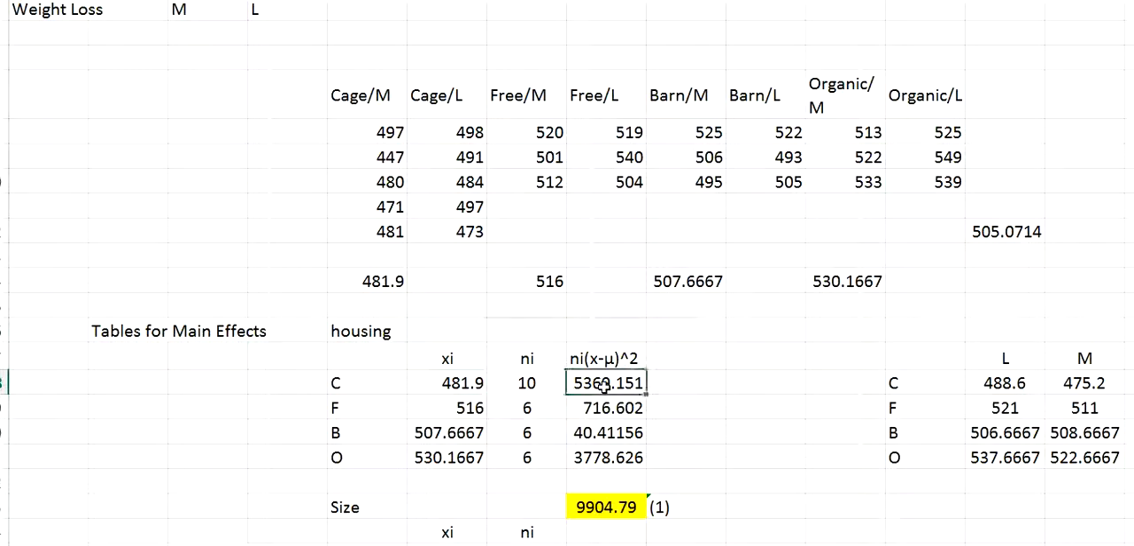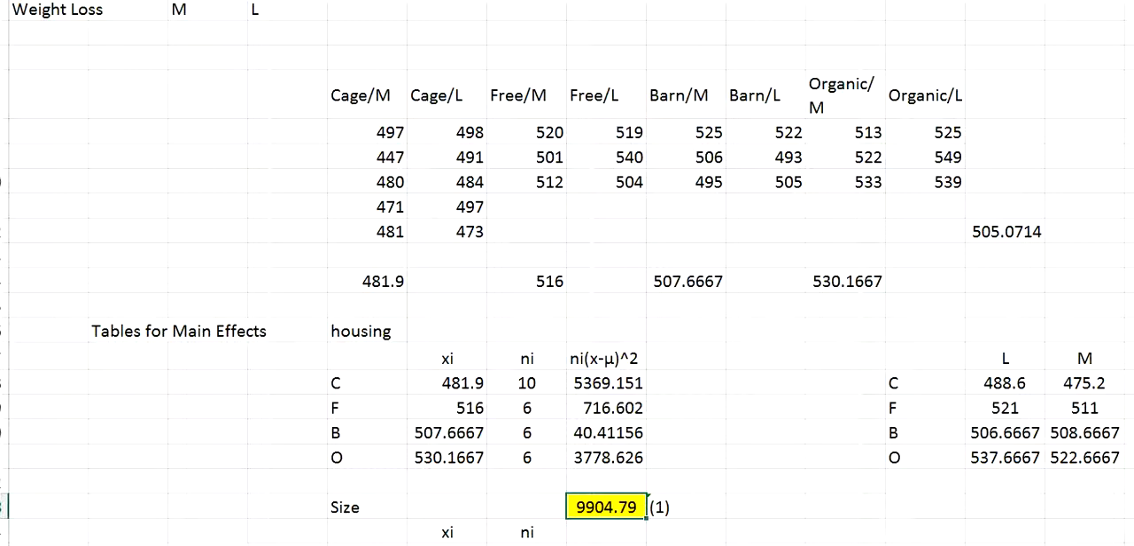Now to calculate the sum of square for the main effect of housing, I use this formula: Ni times (x bar minus mu) squared. I just put mu here, but actually it's x bar. So you can see this is the formula: G18 times F18 minus this, in a parenthesis, then to the power 2. I use the same formula with the appropriate cell reference, but this one is going to be the same. This $12 means it is not going to change. This mean is the same for all of them.